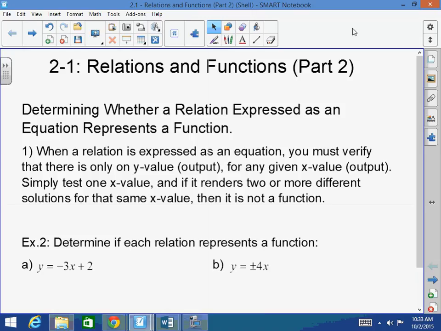Today we're going to wrap up relations and functions. Yesterday we talked about relations, and hopefully we now really understand what relations mean. And we also talked a little bit about functions. We're going to get a little bit further into it today.